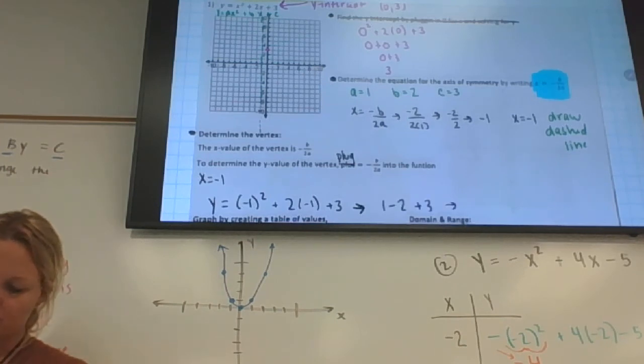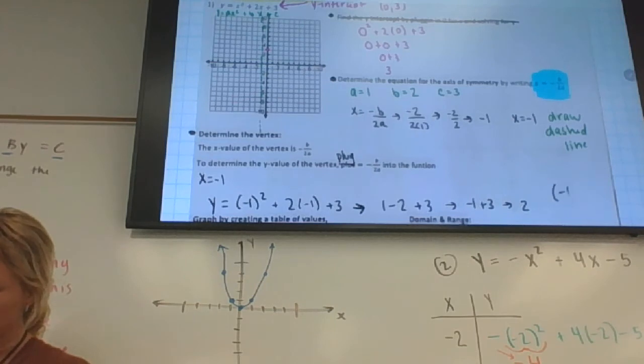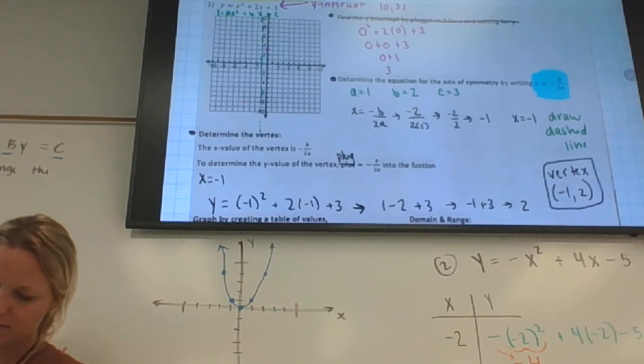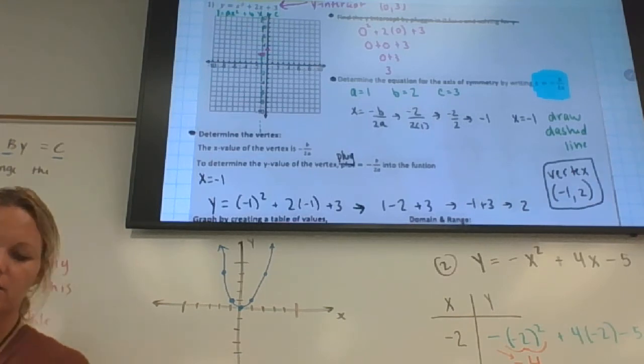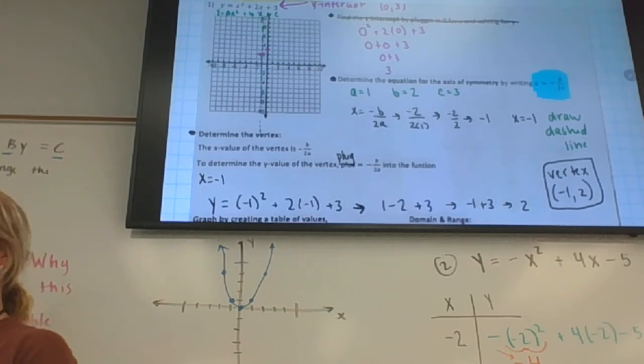So this will be 1 minus 2, -1 plus 3, 2. So our center point is -1, 2. That center point is called the vertex. Let's plot it. There it is. Did you get 2 out, Mark? Who else has got a question?